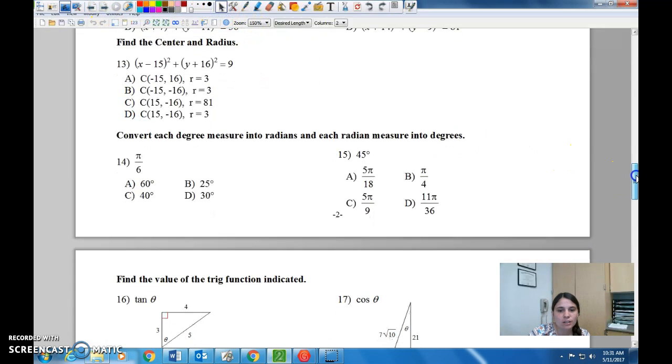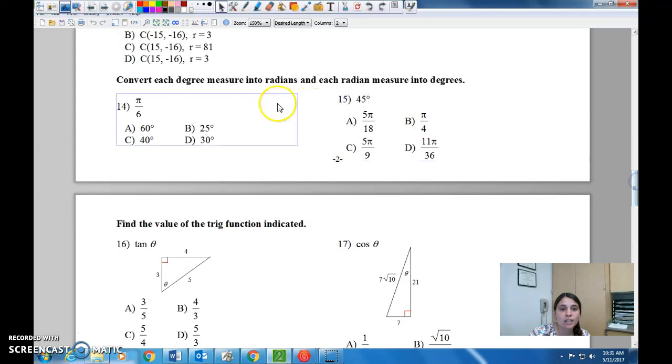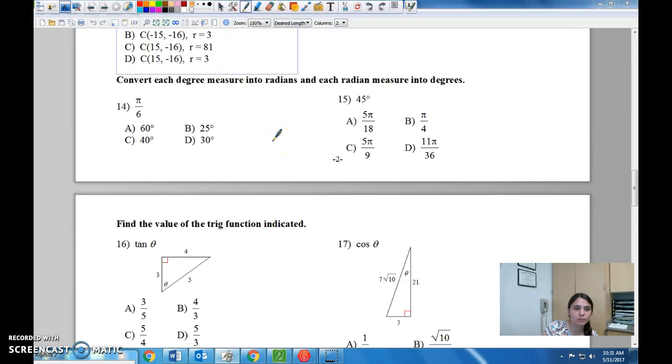14 and 15 are asking me to convert each degree measure into radians and each radian measure into degrees. So I have pi over 6 for number 14. And to put things in degrees, degrees is equal to radians times 180 over pi. So my radians is pi over 6, so I'm going to do pi over 6 times 180 over pi. And you can do this by hand or enter it into a calculator, but when you multiply that through, it comes out to 30. So pi over 6 is 30 degrees.